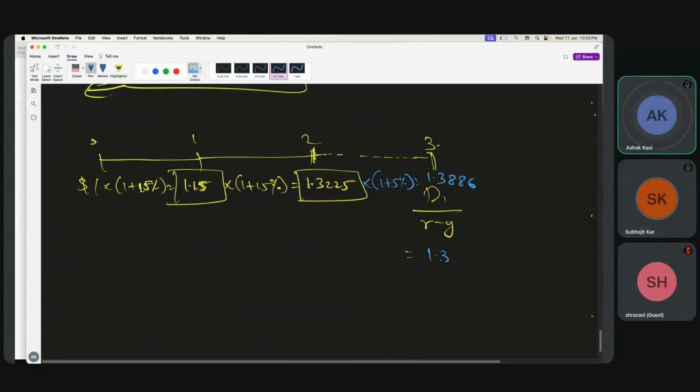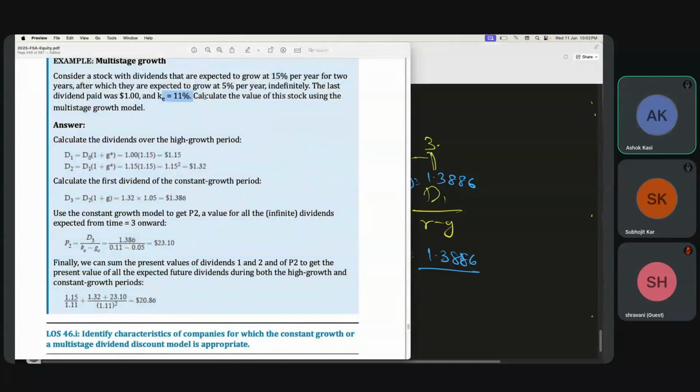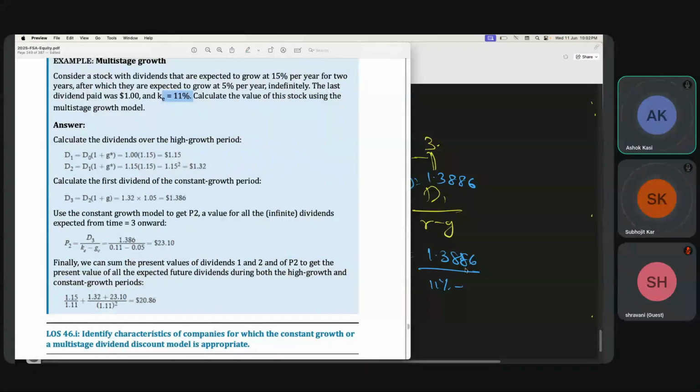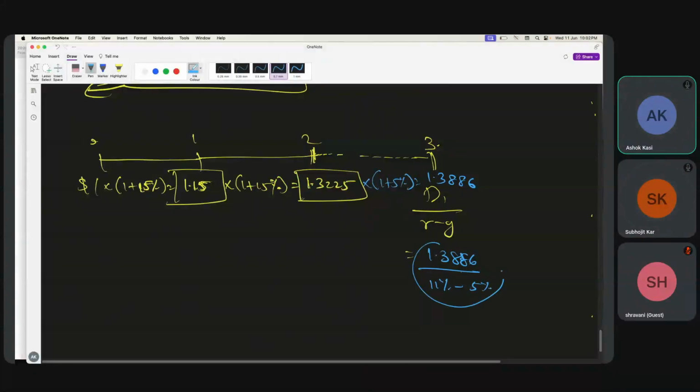So 1.3886 divided by R minus G. R is 11.5 percentage, minus G, 5 percentage. Divided by 0.065, it's 23.1433. So this is the price at year 2.